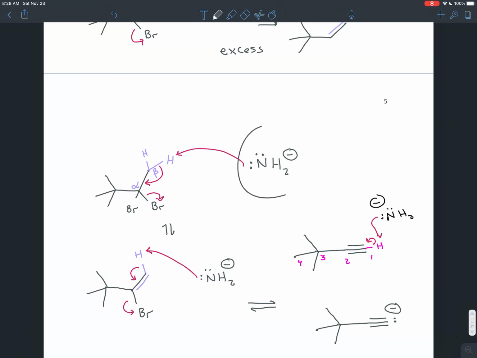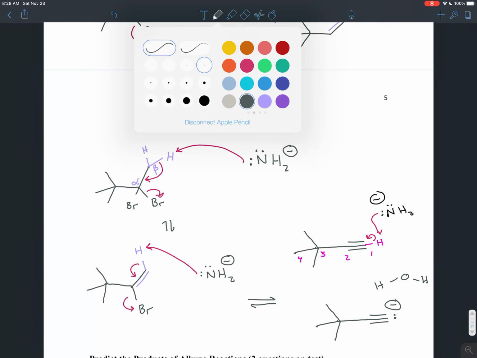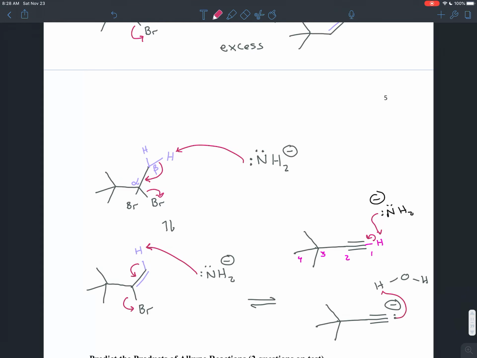after you treat this with excess base, excess sodium amide, NaNH2, is you just shake it up with some water, and you do a proton transfer from water. This steals one of the hydrogens from water, and the electrons snap onto the oxygen, so that overall you have the hydrogen back.